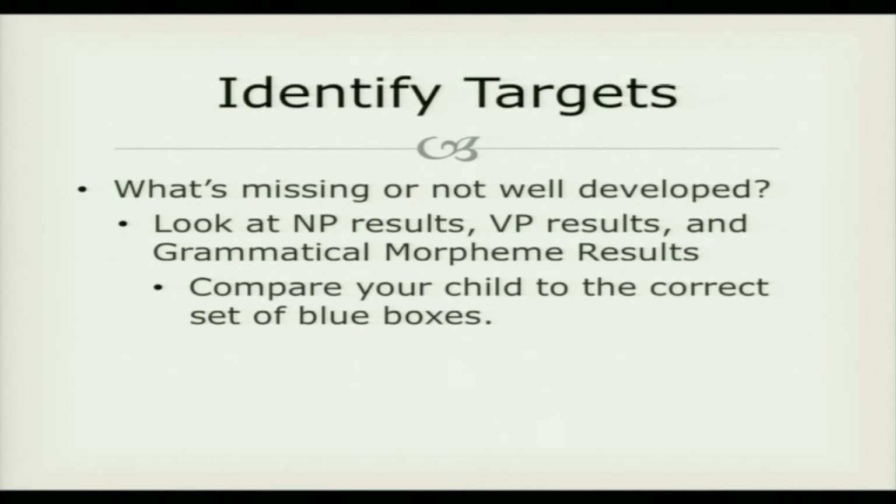You want to look at your noun phrase results, verb phrase results, and grammatical morpheme results. What's missing or not well developed? You want to compare your child to other children of the same age. In order to identify intervention targets, you want to examine your child's results for the noun phrase, verb phrase, and grammatical morphemes. Then you compare those results to the right age child from the SIG 1 Perspectives article.